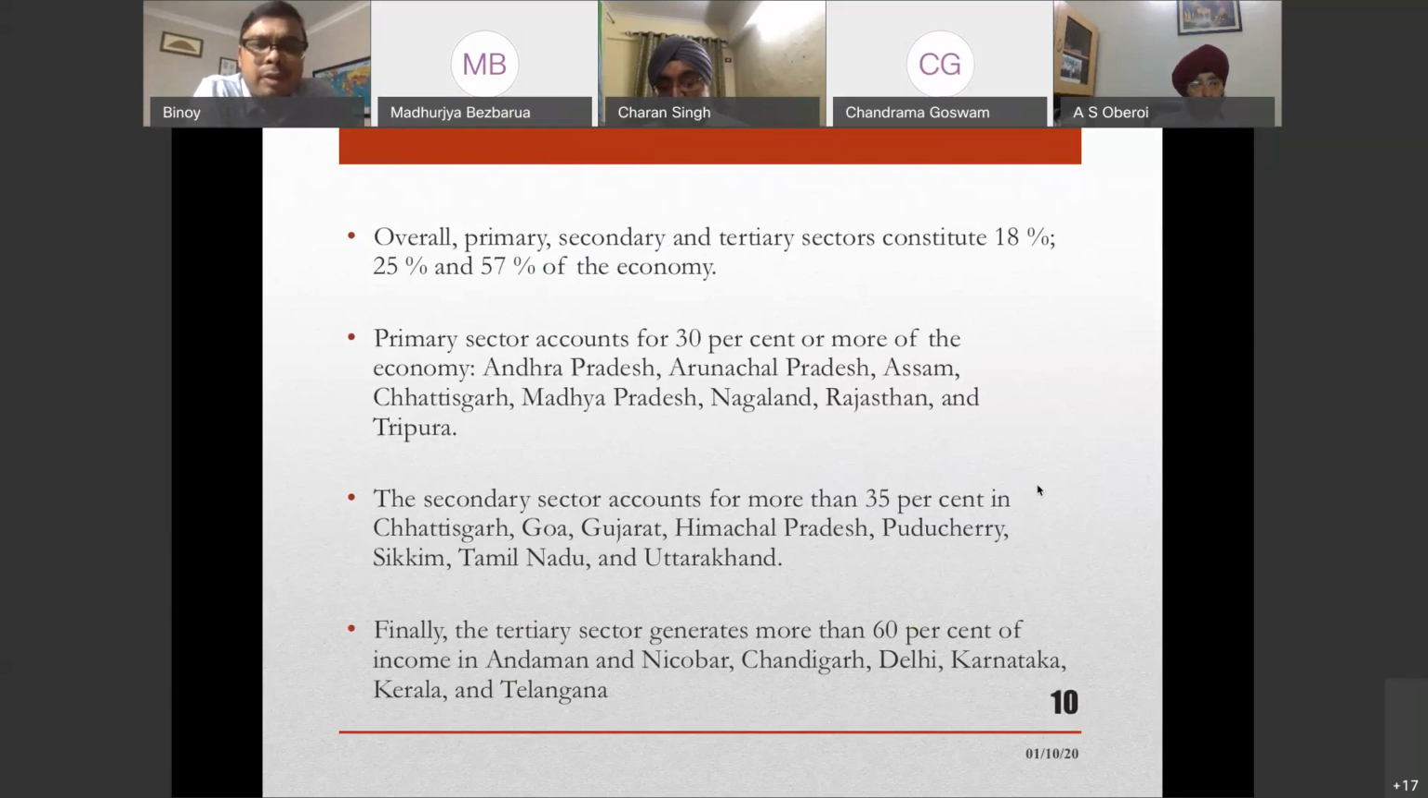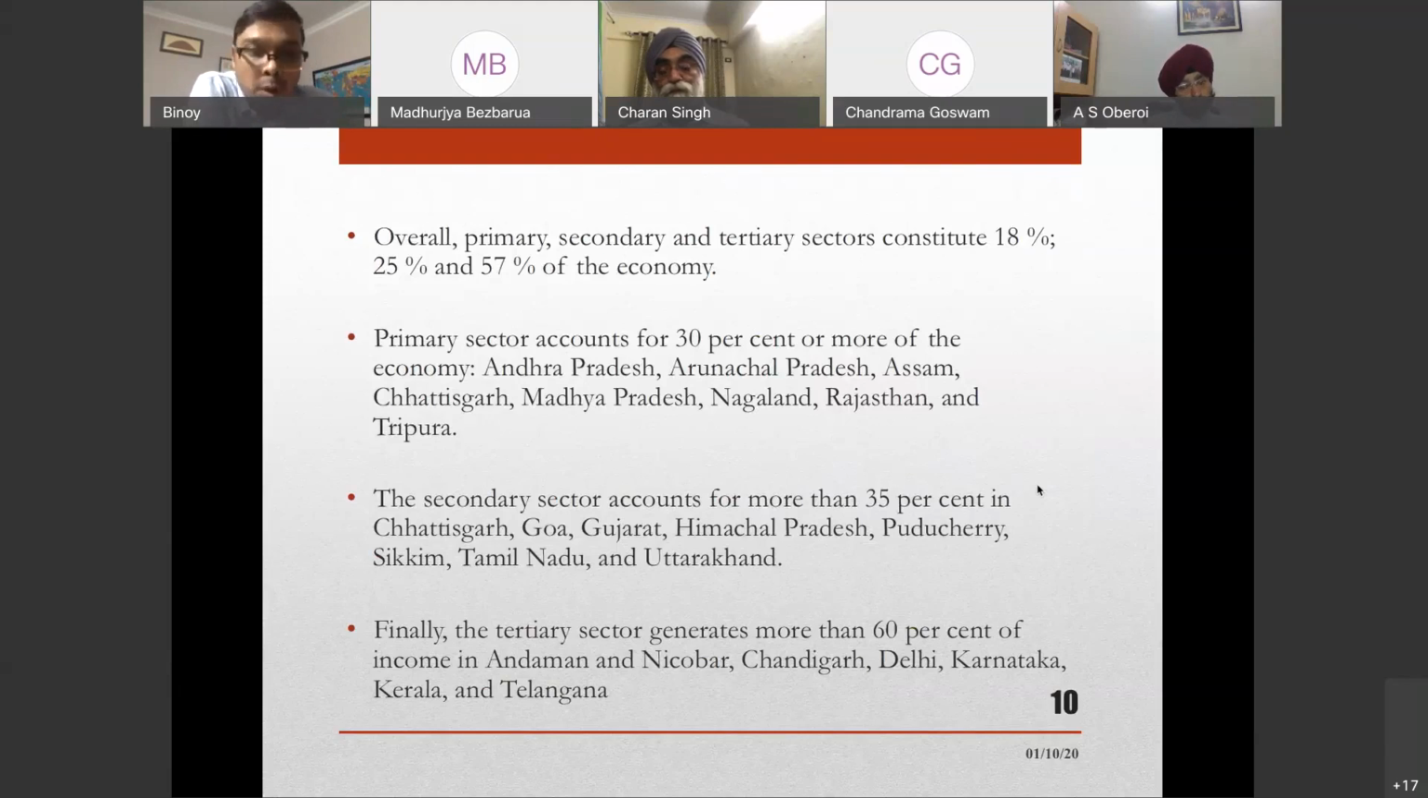The states where the primary sector is prominent include Andhra Pradesh, Arunachal Pradesh, Assam, Chhattisgarh, Madhya Pradesh, Nagaland, Rajasthan, and Tripura. Most of these states also haven't been doing so well in terms of their growth over the sample period. Nevertheless, in terms of the impact of the pandemic, given the nature of the work involved in the primary sector, these are probably the states where the impact could be relatively less severe. So where the primary sector, particularly agriculture, forestry, and fishing, is prominent, the impact of the pandemic will probably be less severe compared to a state where the secondary or tertiary sector is more prominent.